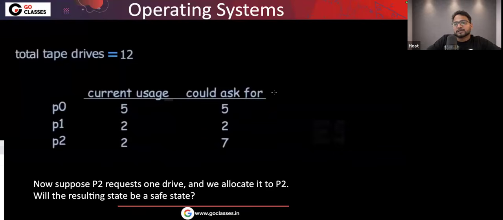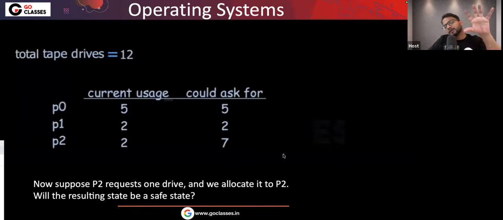So basically here we have already checked that it is in a safe state. Now they ask a further question. Now suppose that P2 requests one drive and we allocate it to P2, will the resulting state be a safe state?